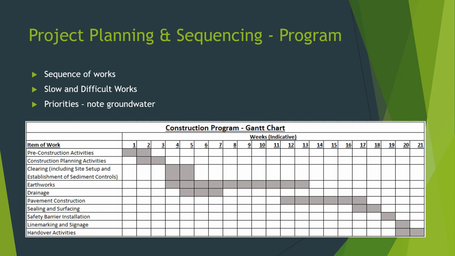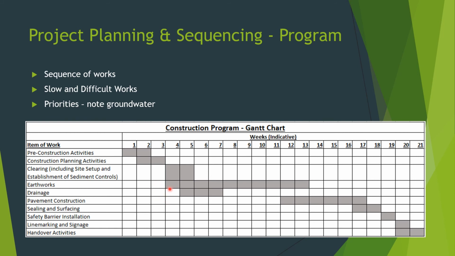So looking at a rough Gantt chart for the works, quite indicative. However, you can see we start off with our pre-construction activities and move into construction planning activities. And then the first works actually on site would be clearing and site setup. So that would also include the establishment of any erosion sediment controls or sediment basins, or potentially a turkey's nest if possible. The turkey's nest, obviously, we'd probably try to establish a little before the end of the wet season so it'll have a chance to fill up.